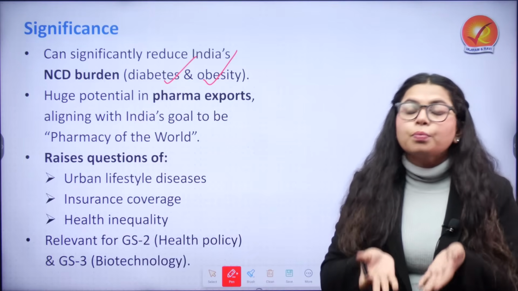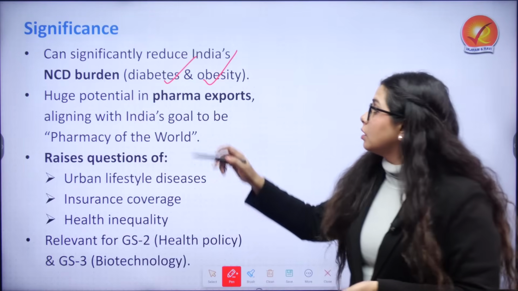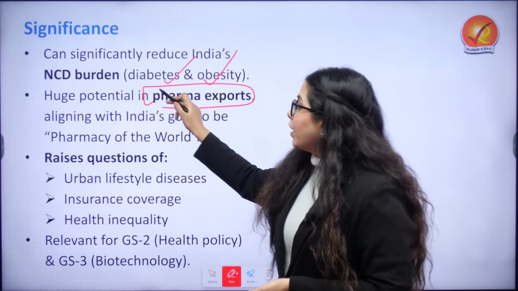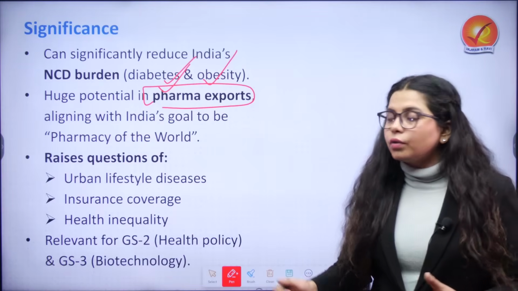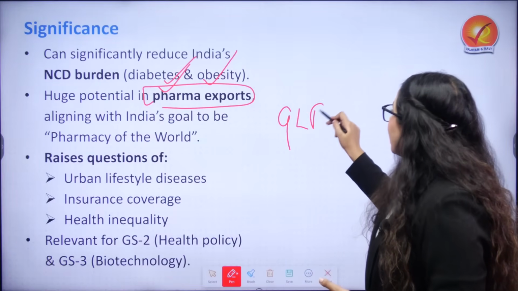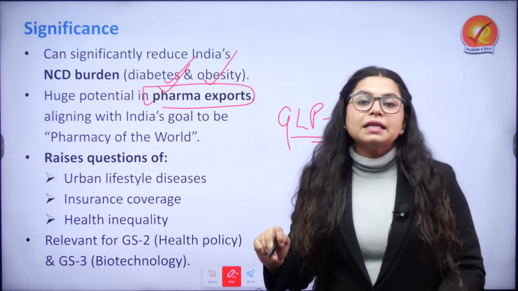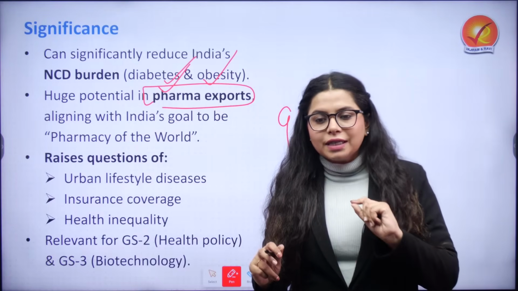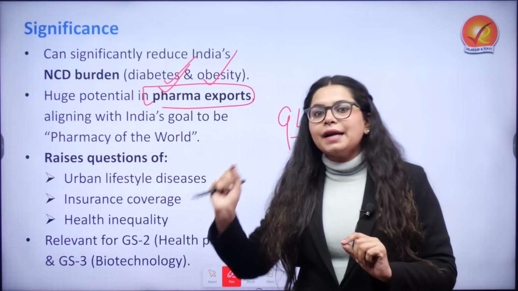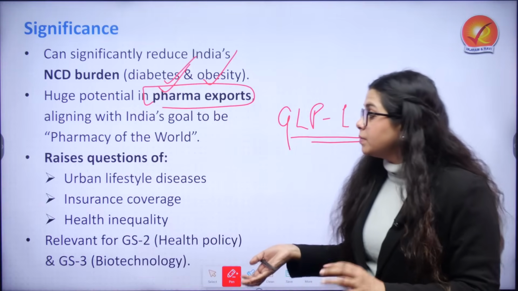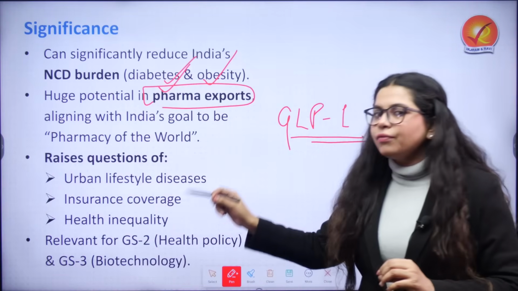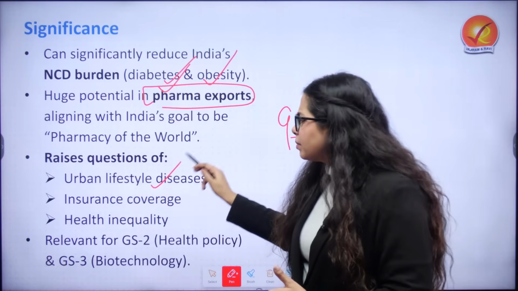They have a huge potential. India has a huge potential in terms of pharma exports, where we aim to become the pharmacy of the world. GLP-1 drugs give us a huge scope and window here. But the problem is that this is going to address only the end point, obesity and diabetes in terms of symptoms, because the main fulcrum, the main problem here, is urban lifestyle.